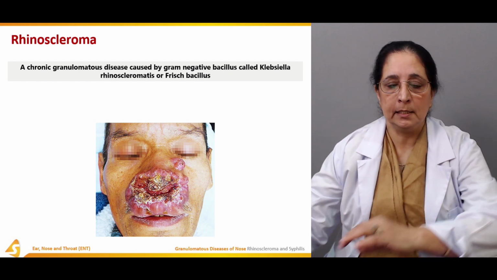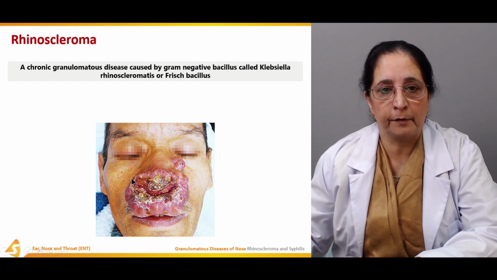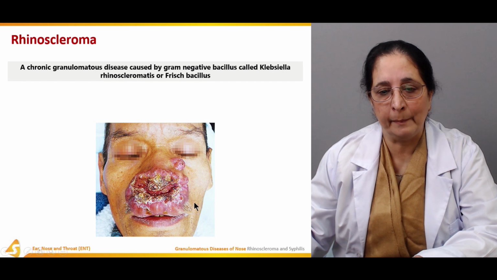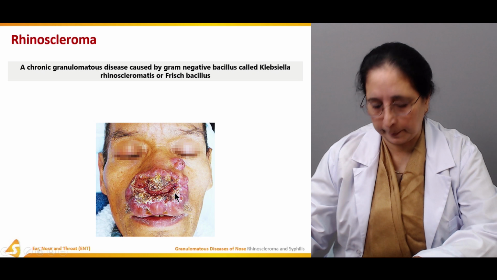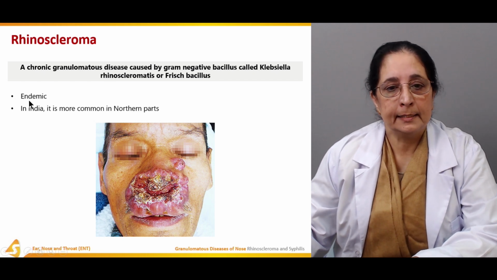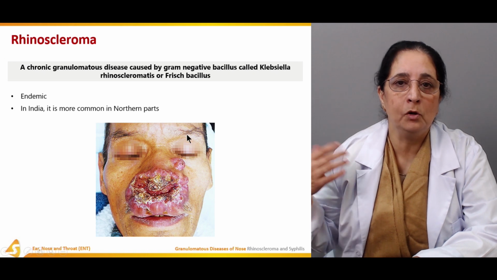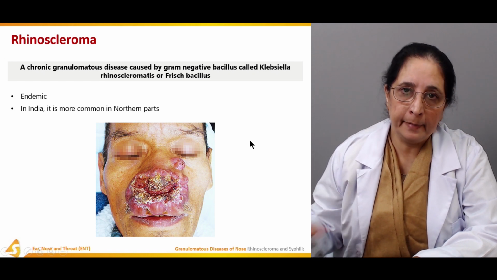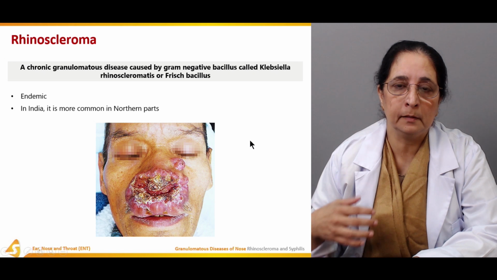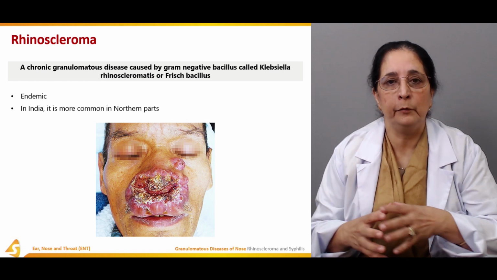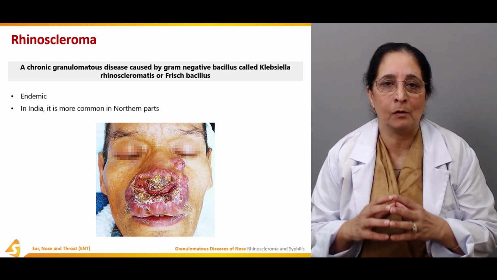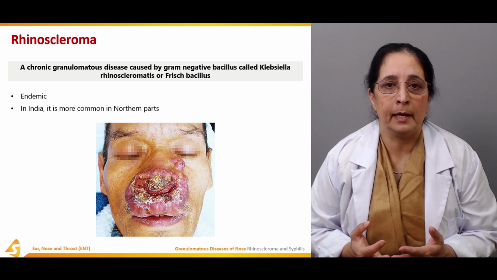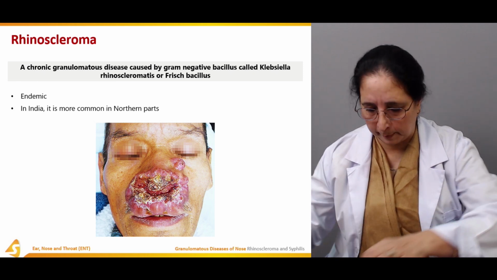rhinoscleromatis. This is the picture of rhinoscleroma and how badly it affects the nose and the lips and the upper part. It's endemic, and in India it is more common in the northern part. It's endemic in origin. Certain populations in certain regions are always affected by this rhinoscleroma.